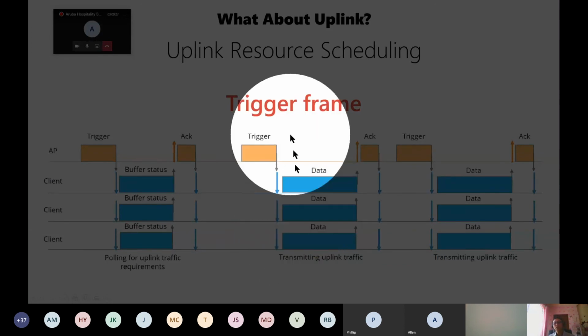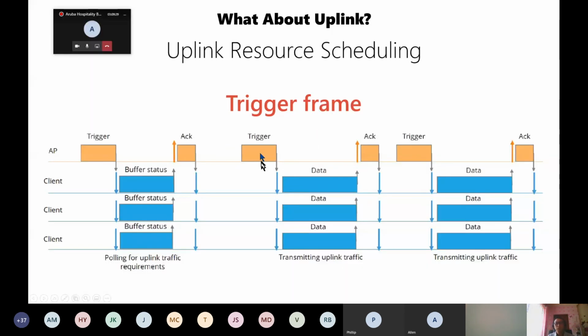So using this trigger frame is very important, and it allows coordination of traffic, in this case more impacting the uplink. What that means is that we will not have hidden node issues when we come to 11AX.